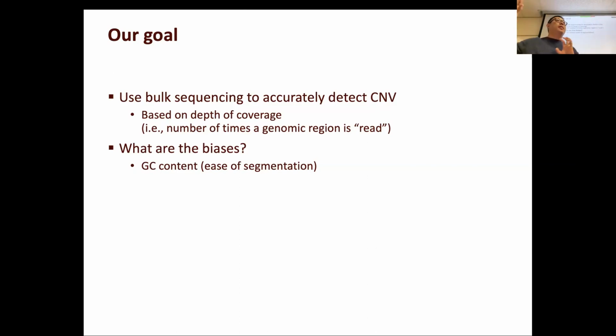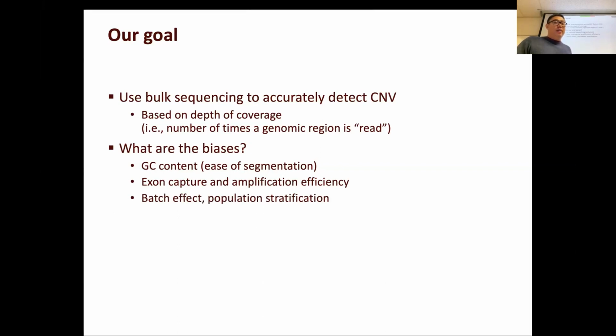So it's easier to be fragmented in certain regions versus the other ones. Okay, so GC content is one source of variation or bias that we are very aware of. There are capture and amplification efficiency differences, as I mentioned before. There is some batch effect. If you look across different populations, there is also population stratification. But of course, there are some other latent factors. These are basically the ones that you cannot directly quantify, model, or measure.